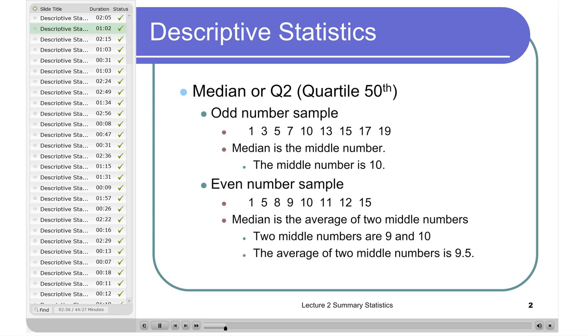The first example worked really nicely because there are an odd number of things in that data set. We have 9 elements of that data set, and so there was an actual middle number.